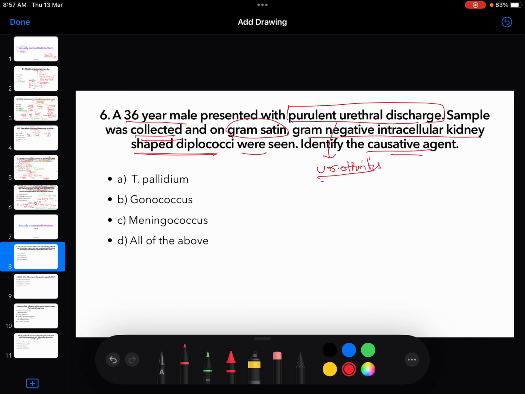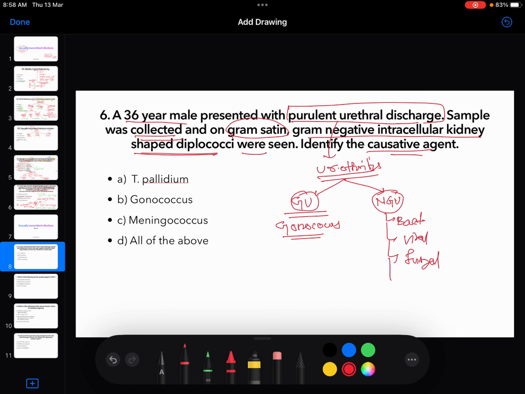The patient has urethritis. Urethritis is mainly classified into gonococcal urethritis and non-gonococcal urethritis. Gonococcal urethritis means it is caused by the gonococcus. Non-gonococcal urethritis is caused by organisms other than the gonococcus. That may be a bacterial cause, a viral cause, a fungal cause, or a parasitic cause.